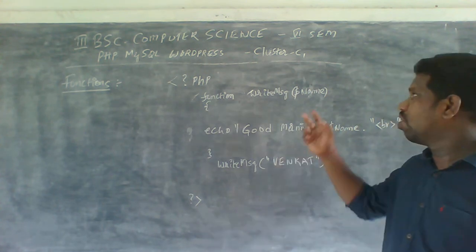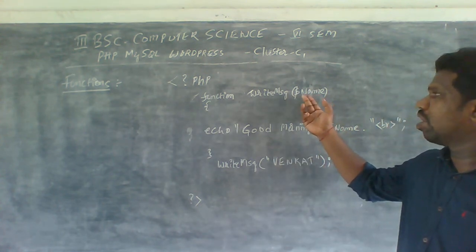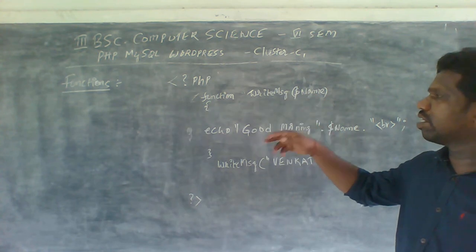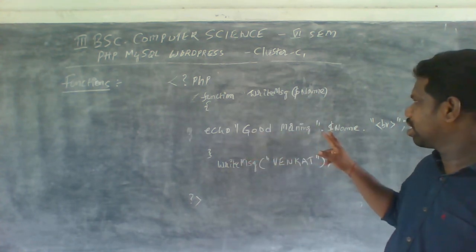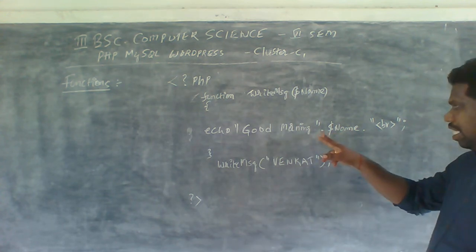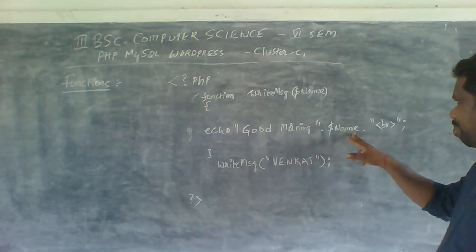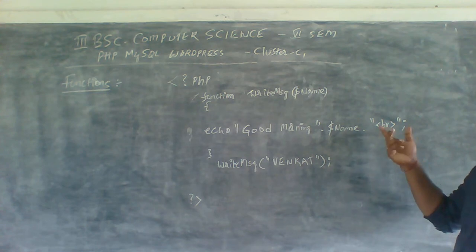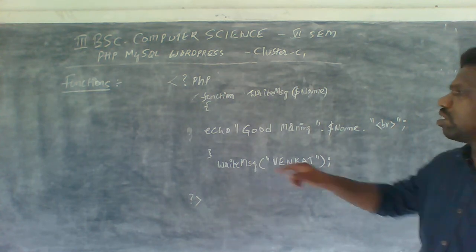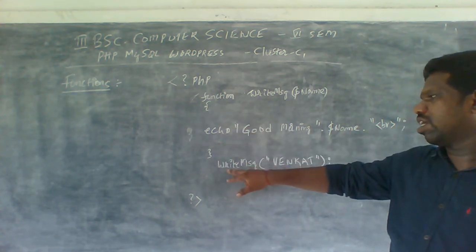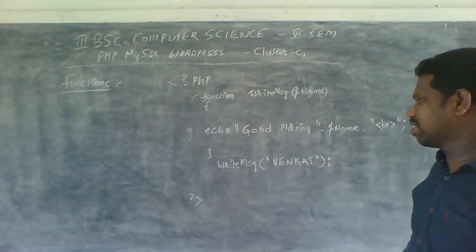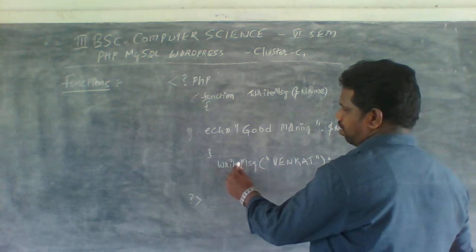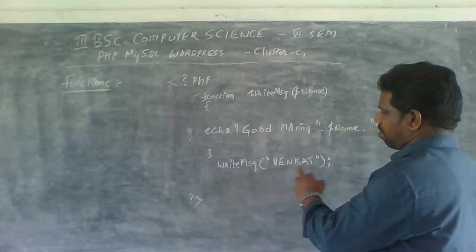So this is one of the variables here. In the section, echo "Good morning", then the name, dot, dollar name, dot, br is the break here, and the closure function will be here. I am calling the function named writeMessage here, with the message Venkat.